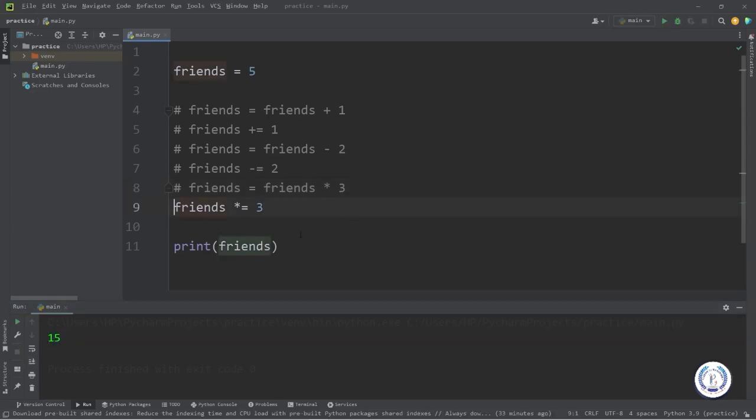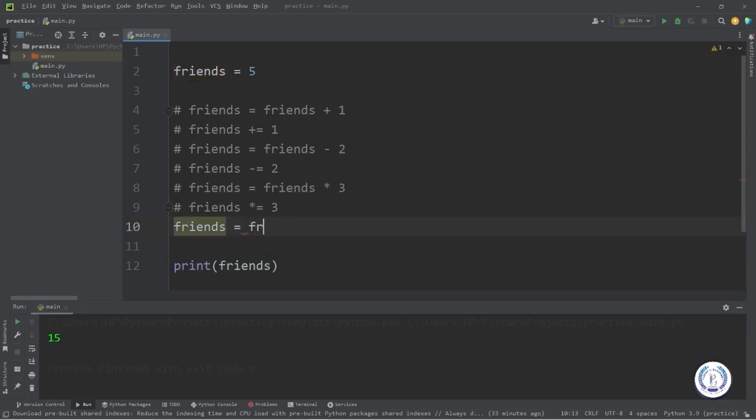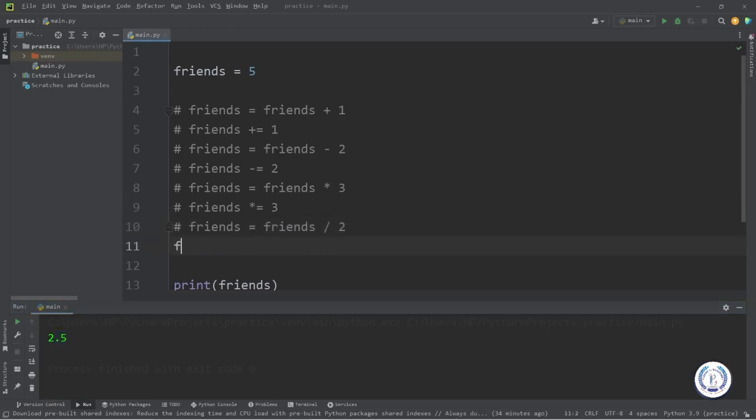Let's cover division. Friends equals friends divided by 2. So we have 2.5 friends. Somebody was cut in half. We have half a friend. Maybe it's just their legs or torso or something. Then the augmented assignment operator would be friends divided by equals 2. And the result is still the same.